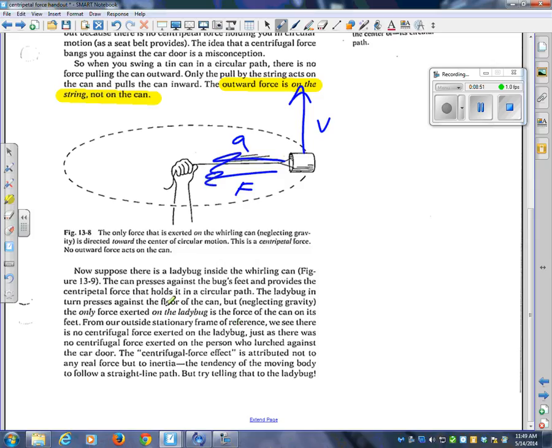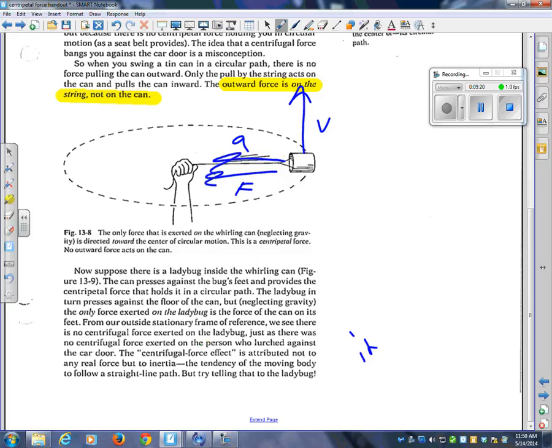Just as there is no centrifugal force exerted on the person who lurched against the car door. The centrifugal force effect, in quotations, is attributed not to any real force, but to inertia: the tendency of the moving body to follow a straight-line path. Try telling that to the ladybug, it's going to say there's a big force on it. That guy felt 6 G's of force. Right? So we feel the outside force, but it's really not a force, it's really what?